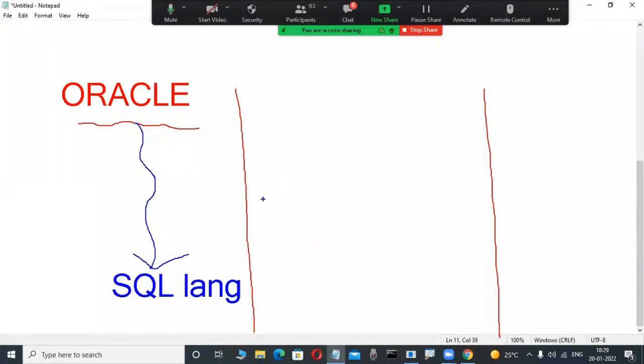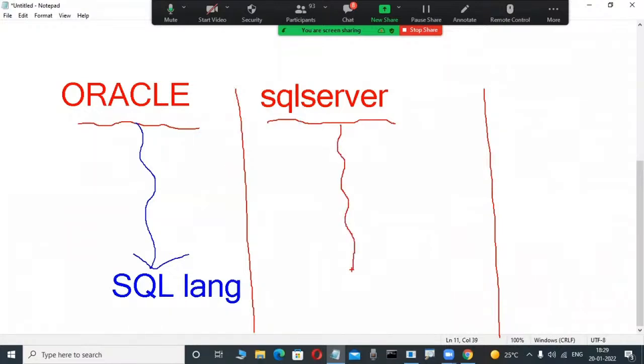Suppose in my company another project is there, also with a relational database product, from Microsoft. SQL Server is the product. Some employees are working on SQL Server, which is also a database product like Oracle, but to operate it they use one language only. What is that language? SQL is a language.